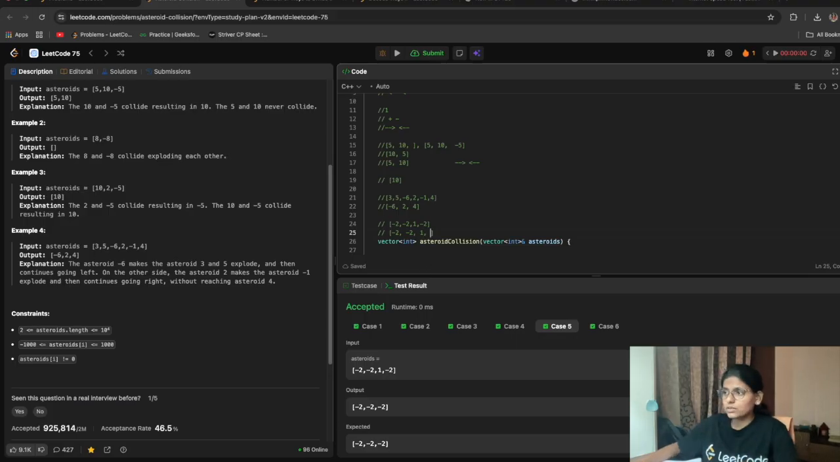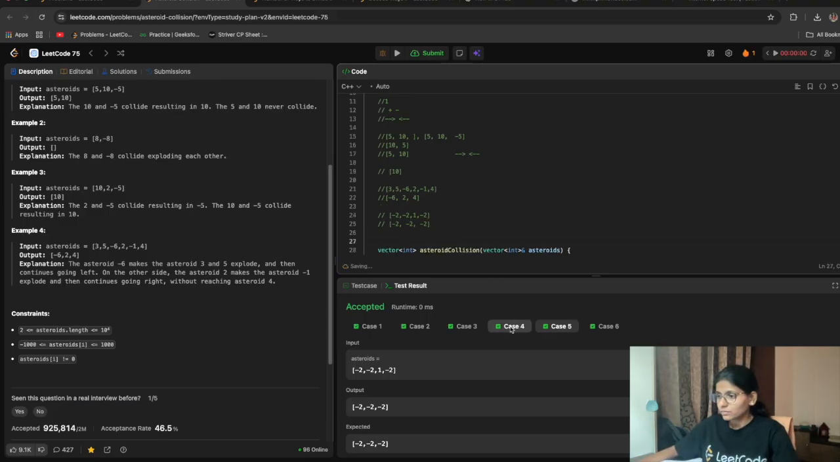Then we have minus 2. As 1 is going in right direction, minus 2 going in left direction, both will collide. 1 is less than 2. So 1 will explode, minus 2 will be there. Again we have minus 2, but as all are going in same direction, nothing will happen. I think we solved this one. Now we can take the last example. Then we will start coding.